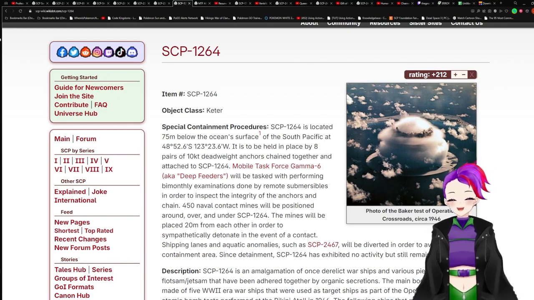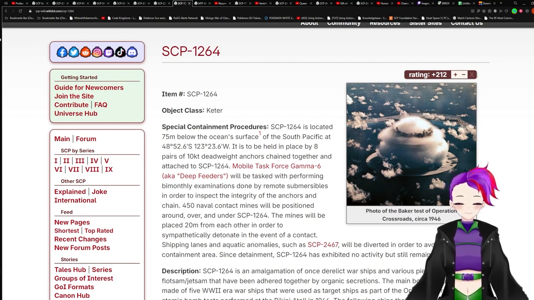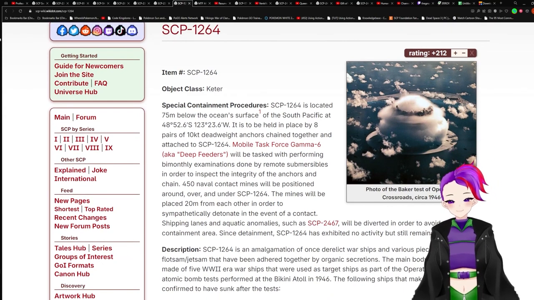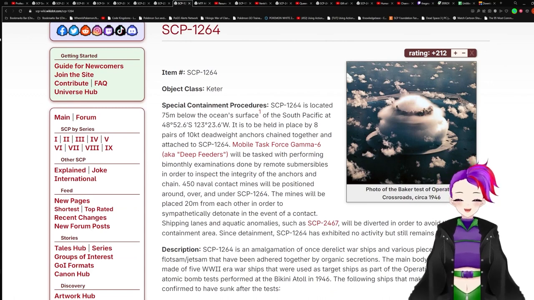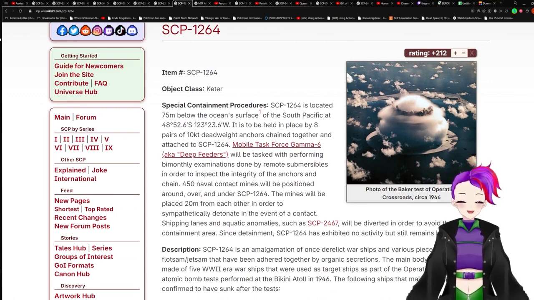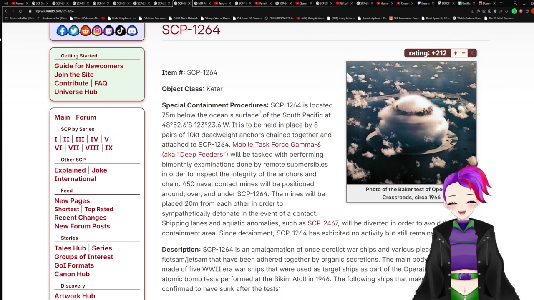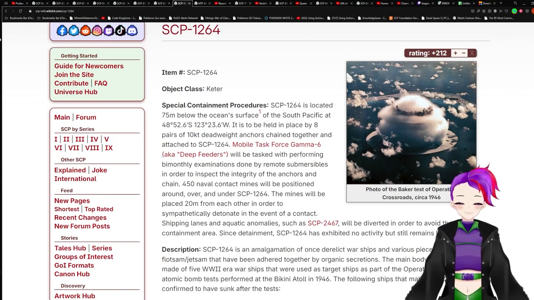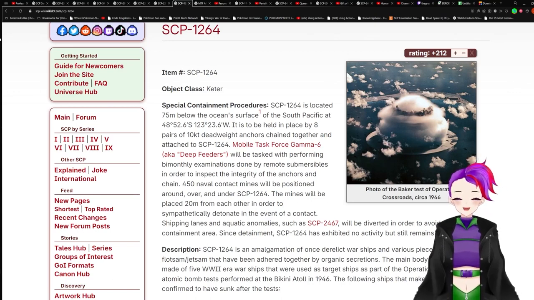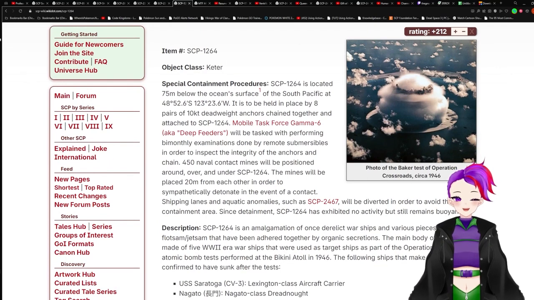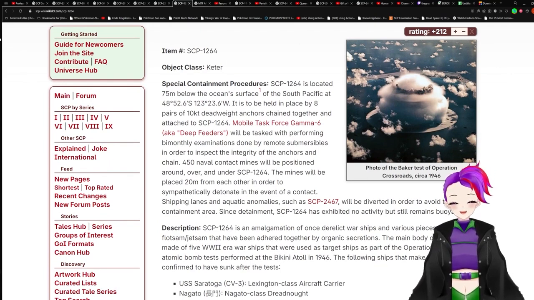48 degrees 52.6 west. It is held in place by 8 pairs of 10 kiloton deadweight anchors chained together and attached to SCP-1264. Mobile Task Force Gamma-6, aka Deep Feeders, will be tasked with performing bi-monthly examinations done by remote submersibles in order to inspect the integrity of the anchors and chain.